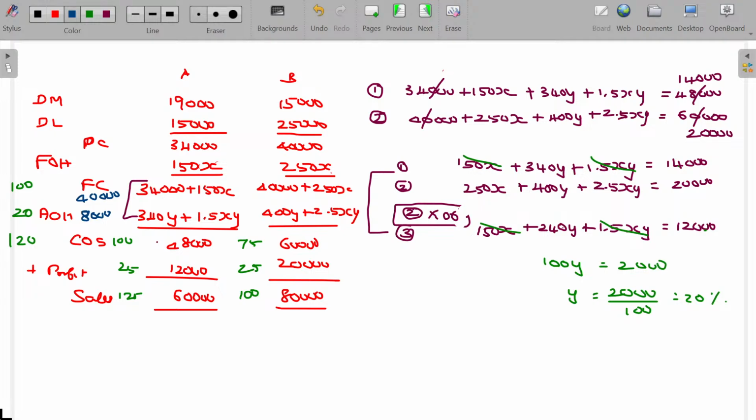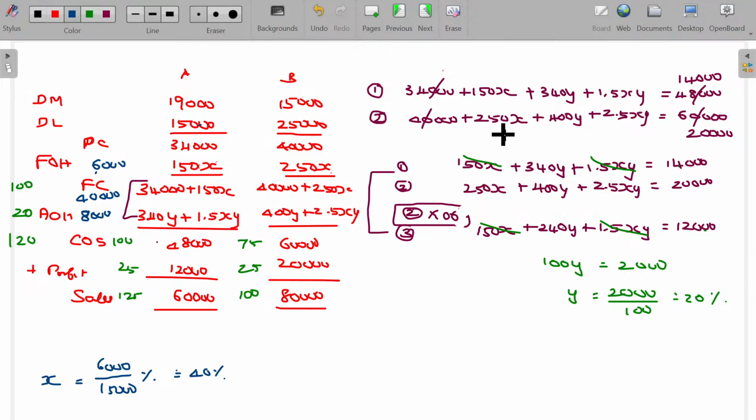We got the factory cost. The difference between factory cost and this one being your factory overhead, which is 6,000. 15,000 is the direct labor, factory overhead being this one. So 6,000 divided by 15,000. Then x is equal to 40%.